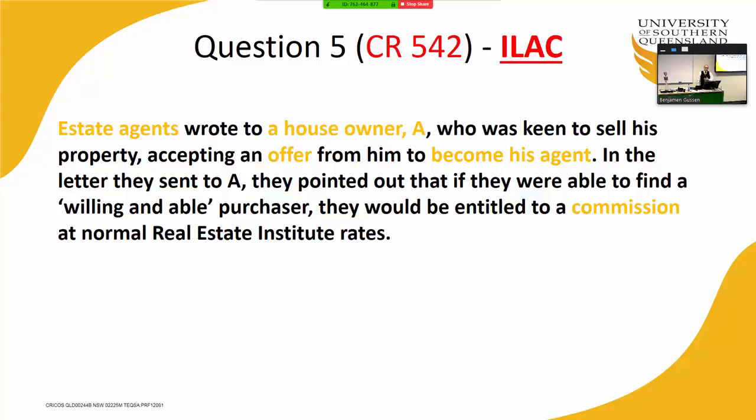Estate agents wrote to a house owner, A, real estate agents, right, who was keen to sell his property, and he accepted an offer from them to become his agent. Okay? So the owner of the house accepted an offer from the estate agents to become his agent in order for them to sell the house. In the letter, they pointed out that if they were able to find a willing and able purchaser, they would be entitled to a commission. So this is the remuneration, you remember, one of their rights, at normal real estate institute rates. So the key point: I find you the buyer, you are going to pay me this commission, and we know the price, we know exactly the rates for these commissions.